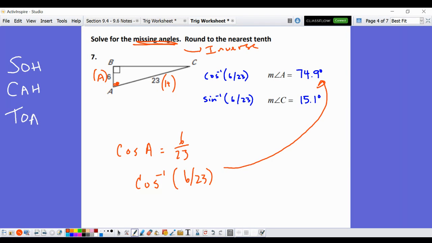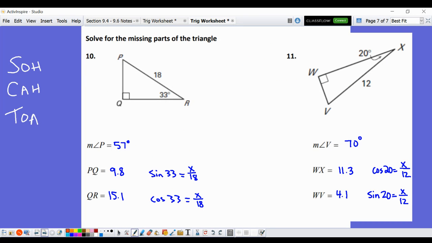So to solve for an angle, you use sine inverse, cosine inverse, or tangent inverse. Which one do you use? Just based off the sides that you are given. That leads us all the way to the end here, solving for the missing parts of the triangle. I will say this: if you are given one angle, 180 minus 90 minus 33, that's how we're going to come up with that. You don't want to overcomplicate that.